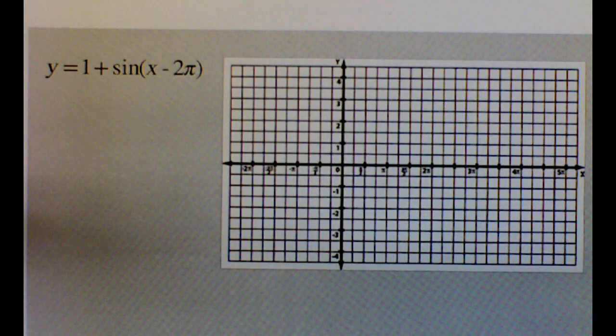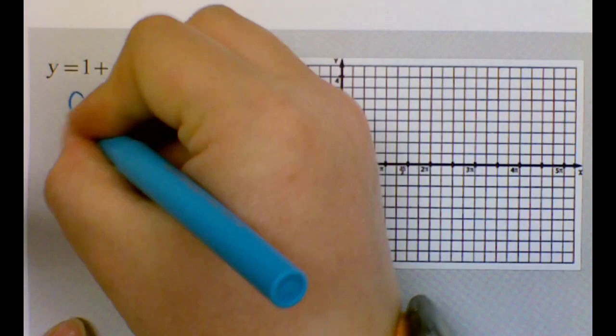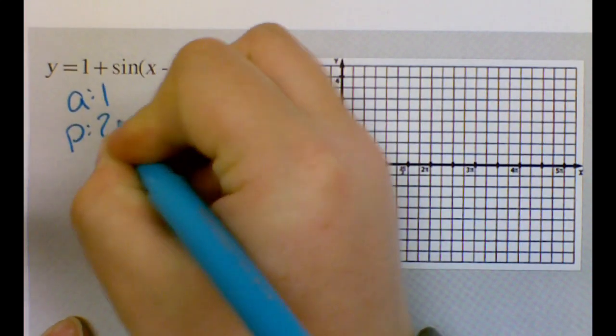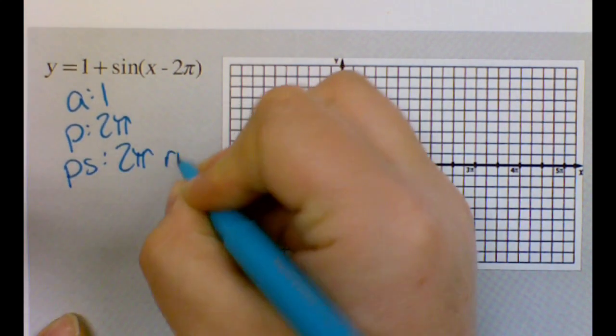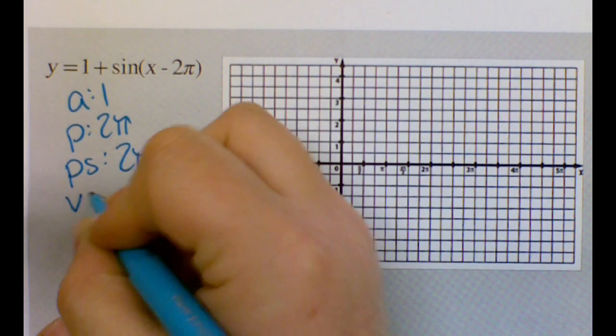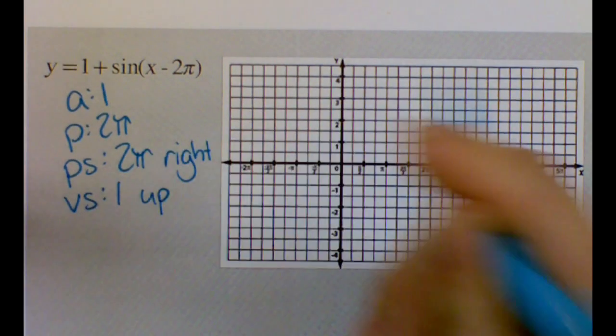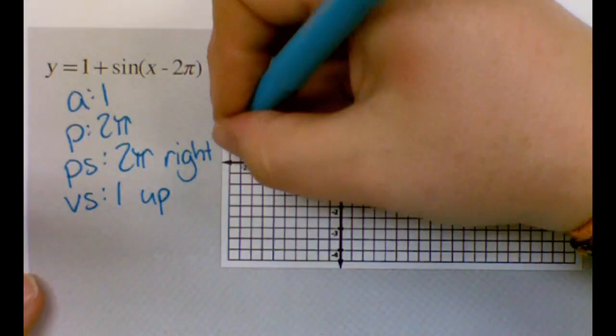All right, next one up. Our amplitude is 1, our period is 2 pi. We didn't change that yet. Our phase shift is 2 pi to the right. Our vertical shift is 1 up. So I shift 1 up.